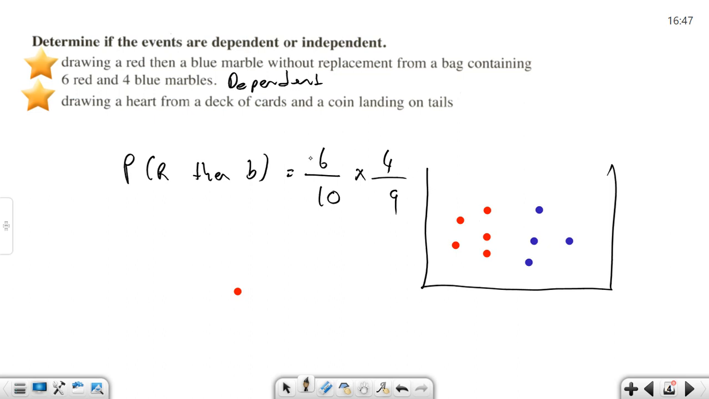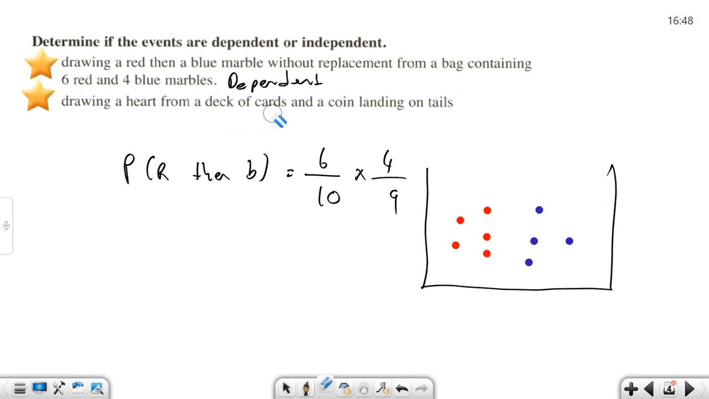Why? Before we draw red, what is the probability of blue? It was 4 over 10. But after drawing the red, it becomes 4 over 9, not 4 over 10. Because of that, it's dependent, and this is the difference that makes a difference in the total. Sometimes it makes a difference on both of them.